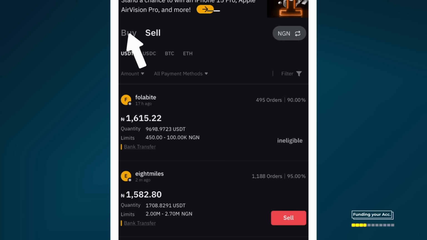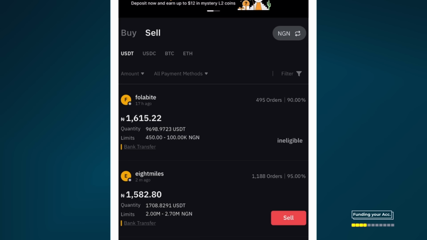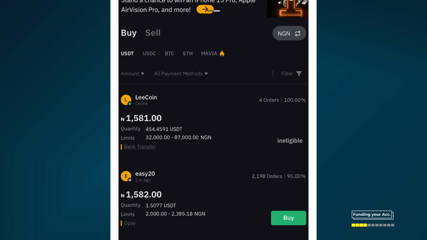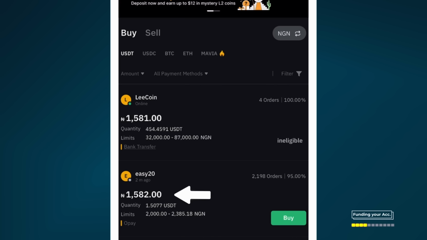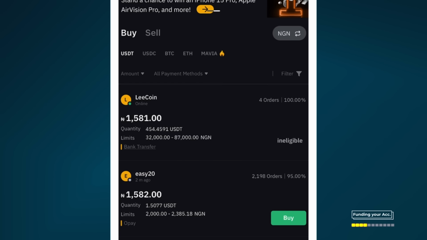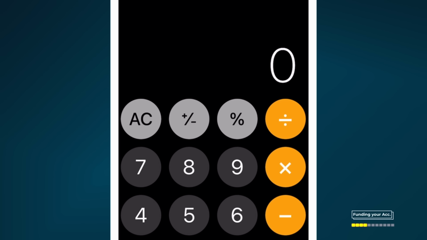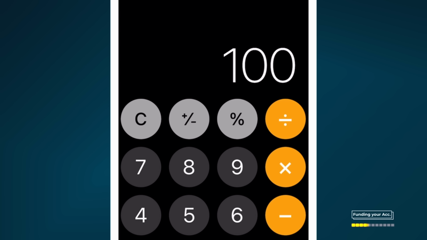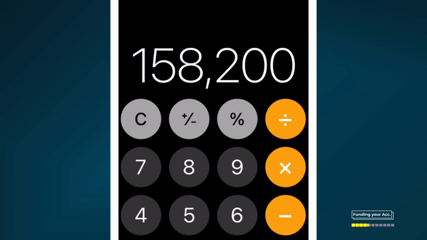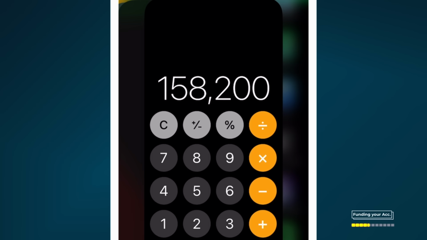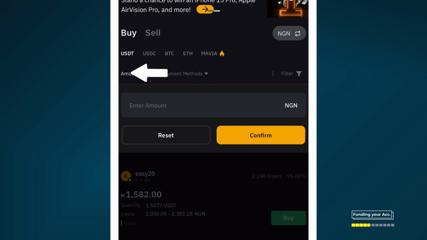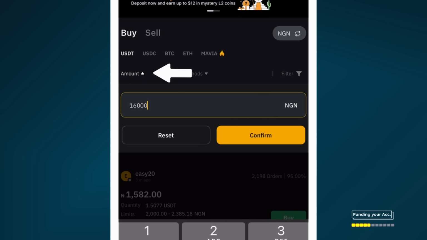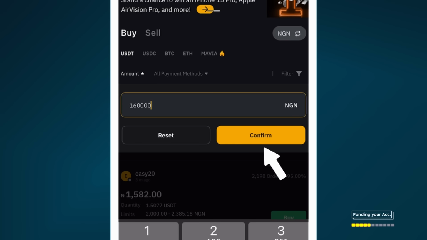This is the P2P market. I can buy, I can sell. So I want to buy $100 worth of USDT, and the average price is 1,582. So I'm going to get my calculator out: 1582 times 100, because that's what I want to buy. So I have to spend 158,200 Naira to be able to buy $100 worth of USDT. So let me just do 160,000 Naira. I'll come here, enter 160,000 Naira as the amount, and click on confirm.